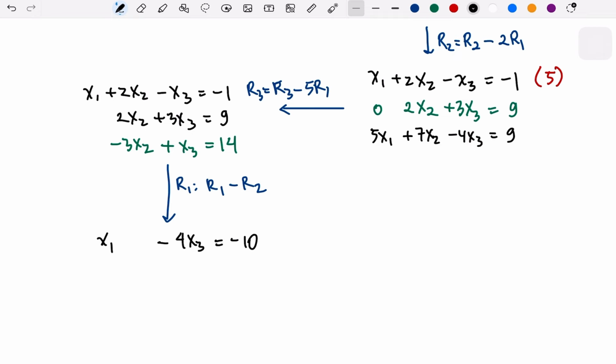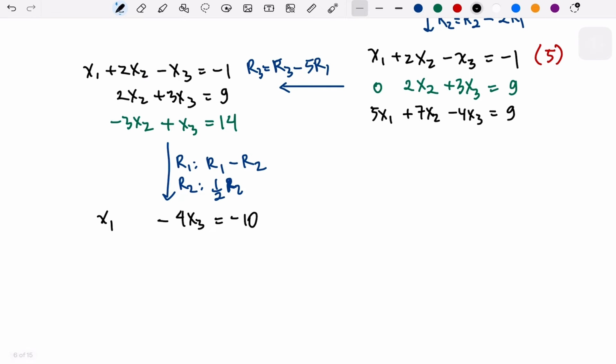And then the second row, I will divide by 2, or I will multiply with half. So the new R2, here, I will write half R2. So this will be x2 plus 3 over 2 x3 equal 9 over 2. And then we have negative 3x2 plus x3 equal 14. Okay.